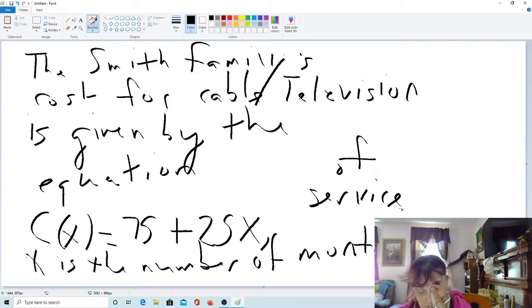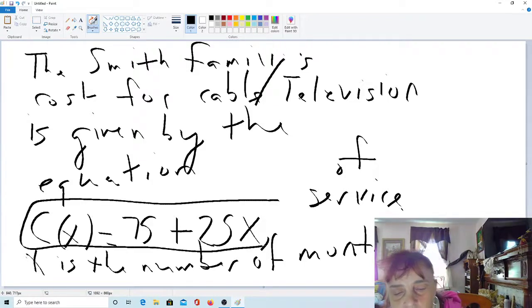Okay, so if you want to find how much it's going to cost you, you're given this equation. So if it's 3 months, it'll be 25 times 3, which will be 75, plus 75, so it'll be $150 for 3 months. And that's 150 divided by 3, which will be $50 a month.